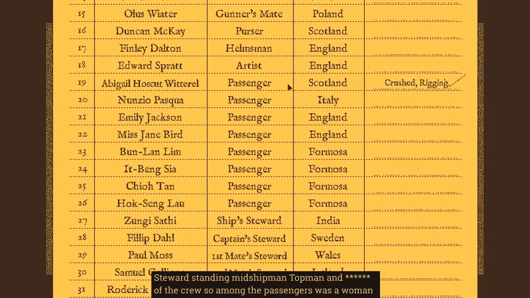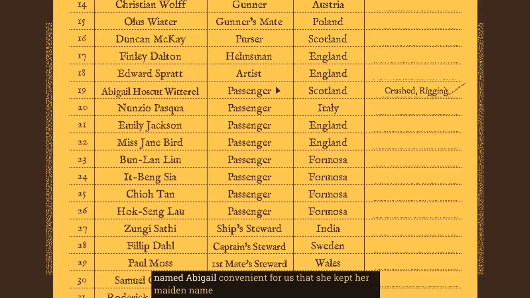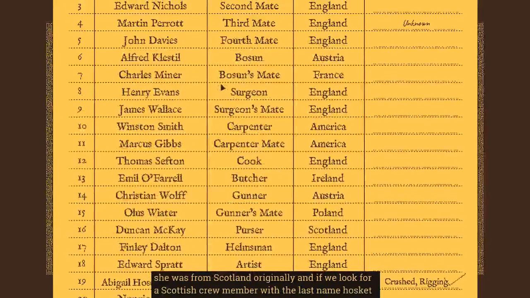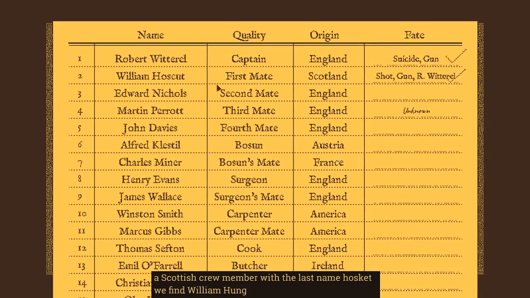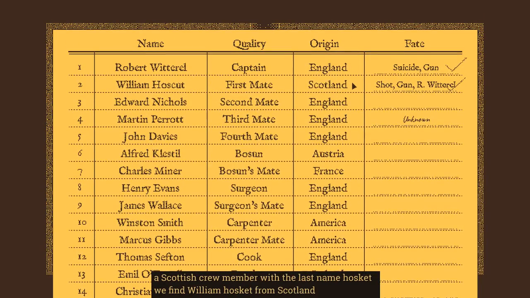was a woman named Abigail Hoskett Witterell. Very convenient for us that she kept her maiden name as her middle name. So we know that she was from Scotland originally. And if we look for a Scottish crew member with the last name Hoskett, we find William Hoskett from Scotland, the first mate.